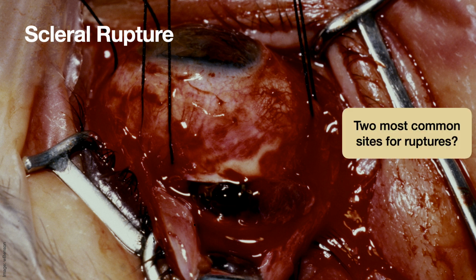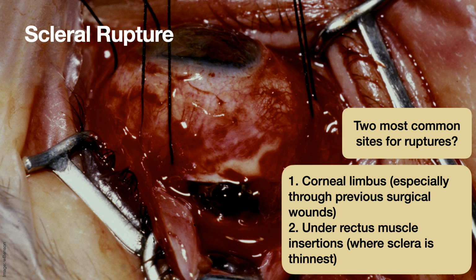Scleral ruptures. Where are the two most common sites for ruptures? Think about that for a moment. One is the corneal limbus, especially through previous surgical wounds, and then the other is under rectus muscle insertions where the sclera is the thinnest.